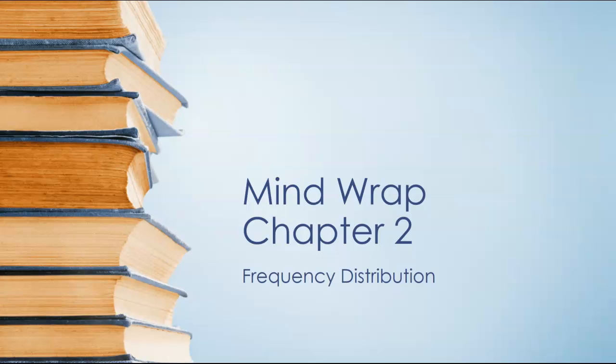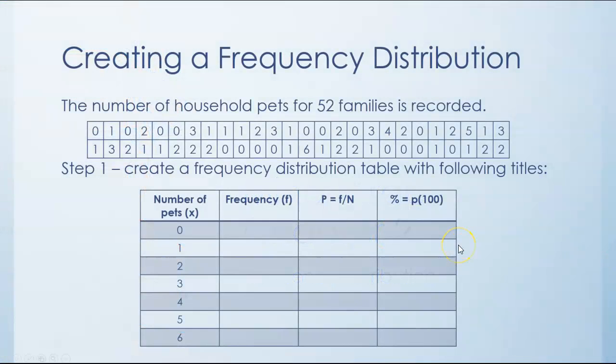We're going to be talking about frequency distributions and how to create a basic frequency distribution. So we're going to start off here by looking at the number of household pets for 52 families. You can see we have a lot of data here that we want to organize a little bit better than just having this large list.